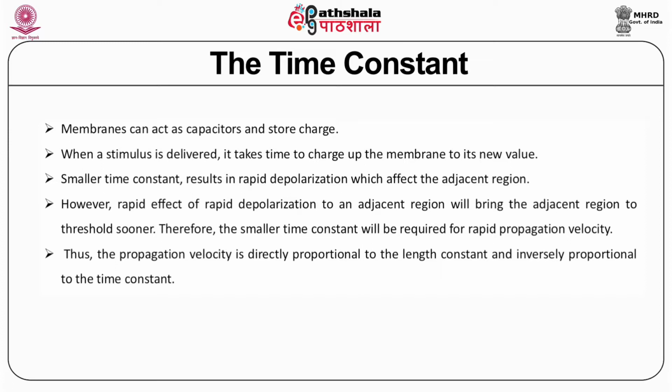A smaller time constant results in rapid depolarization, which affects the adjacent region. The rapid depolarization of an adjacent region will bring that region to threshold sooner also. Therefore, a smaller time constant is required for rapid propagation velocity. Thus, the propagation velocity is directly proportional to the length constant and inversely proportional to the time constant.